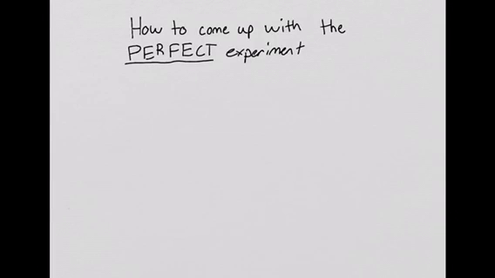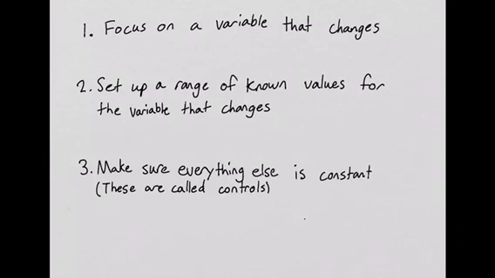Today we're going to go over how to come up with the perfect experiment. Alright, so there's three things that we need to focus on, and please write these down because they're very important. Number one is focus on the variable that changes. Number two, set up a range of known values for the variable that changes. And number three, make sure everything else is constant. These things are called your controls, and they are very important for your experiment to be proper.